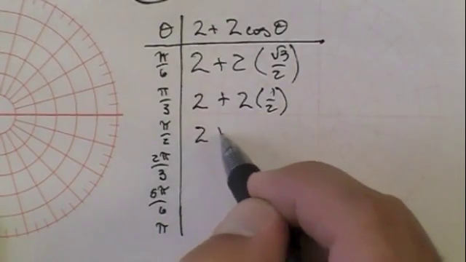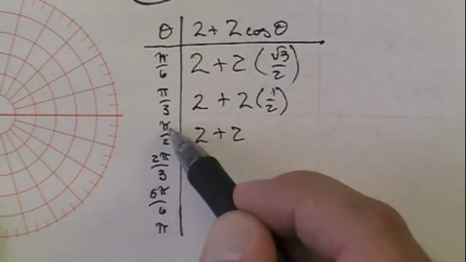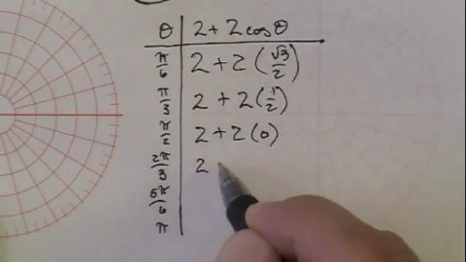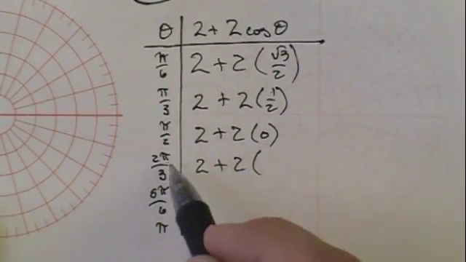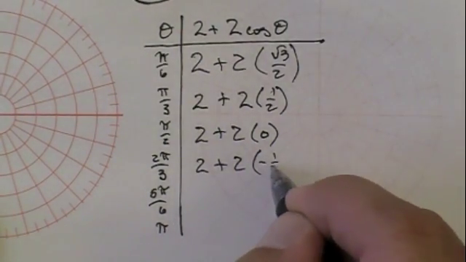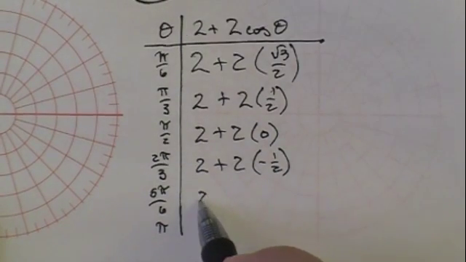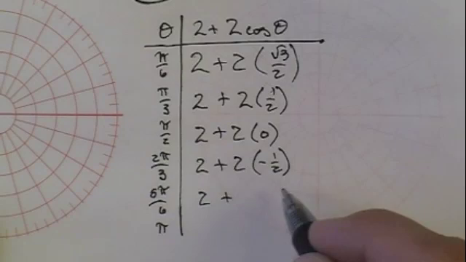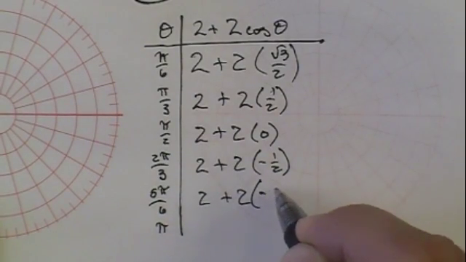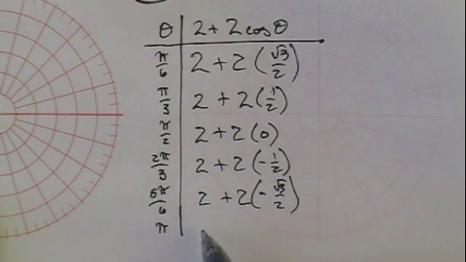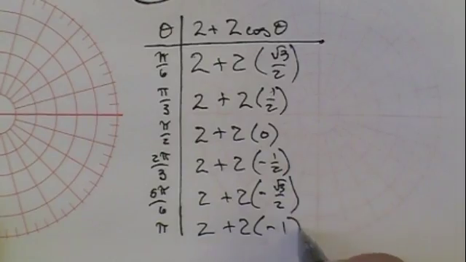For this one, we have 2 plus 2 times the cosine of pi over 2. That's going to be equal to 0. Here we have 2 plus 2 times the cosine of 2 pi over 3. That's equal to negative 1/2. And then here we have 2 times the cosine of 5 pi over 6. Cosine of 5 pi over 6 is equal to negative square root of 3 over 2. And then cosine of pi is equal to negative 1.